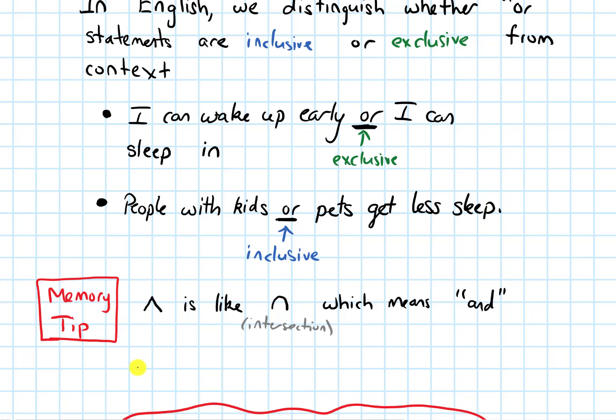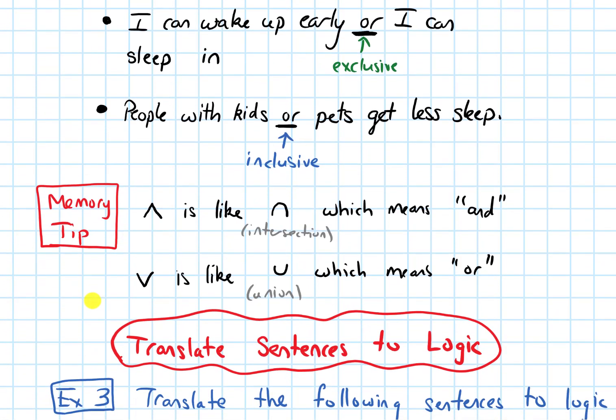Whereas the symbol for or is just a V shape, and that is like a union. That was the symbol for union, the U. And the union means, in words, or. So that's one way to remember the symbols for and or. They're like the symbols for intersection and union, just with sharper, straighter lines. So in the next video, we are going to practice translating sentences to logical symbols.